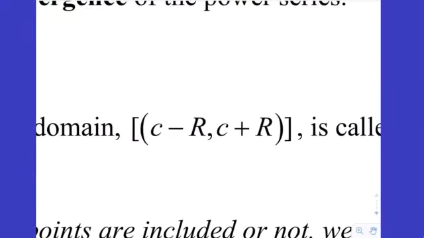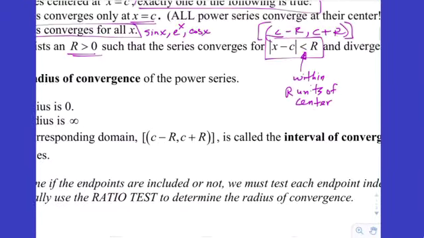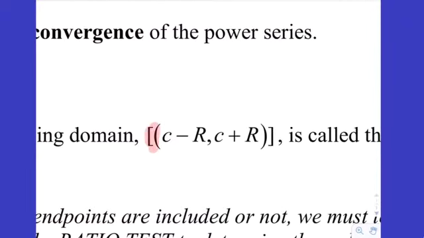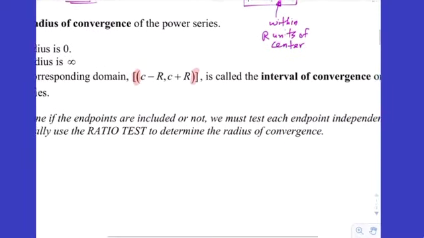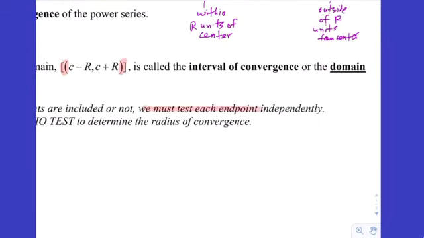So the corresponding interval, c minus r, c plus r, is called the interval of convergence. And if you notice what I did here on the endpoints, I put parentheses or brackets because we don't know if we can include it or not include it, parentheses or brackets, until we test them separately. All right, so here's some notes. To determine if the endpoints are included or not, we have to test each endpoint independently. And that's going to be a little bit of work, a little bit of effort, but I'll walk you through it.